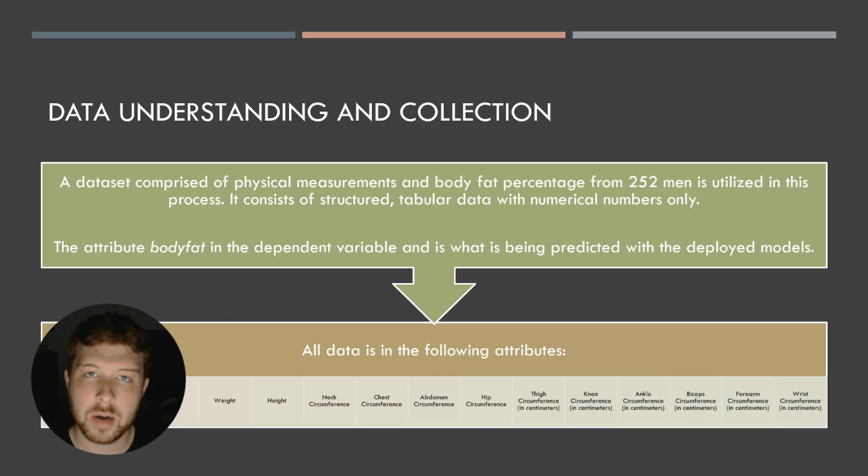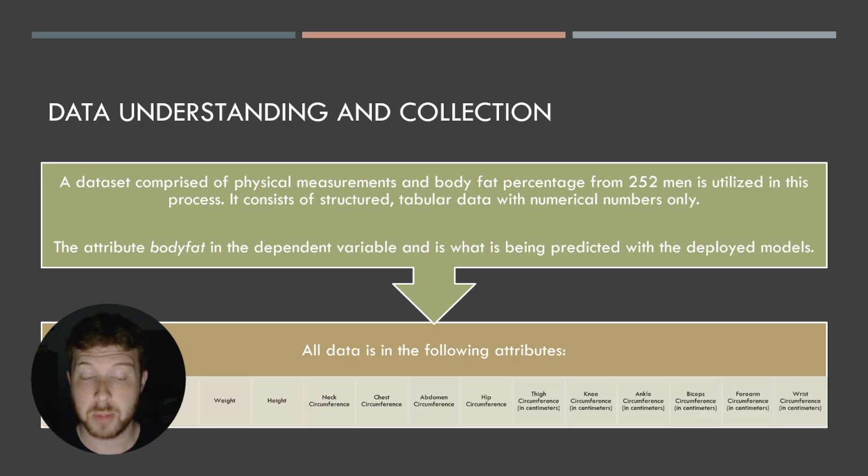Now, how do we go about developing and deploying a model in this situation? So first, we need to have a broad data set to build our model upon. The data set is, in this situation, comprised of physical measurements and body fat percentages from 252 men, and it consists of structured tabular data with numerical numbers only. So there will be no nominal or ordinal data that must be converted into numerical in this situation. It is entirely numerical in nature, which makes it very easy to develop a model around this.